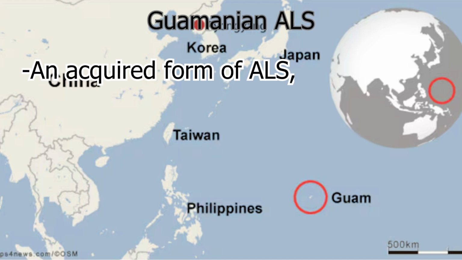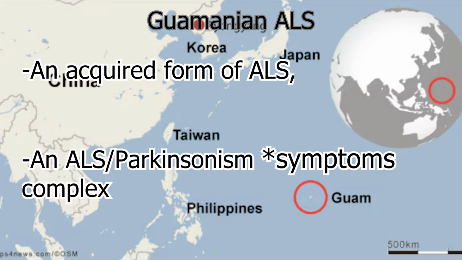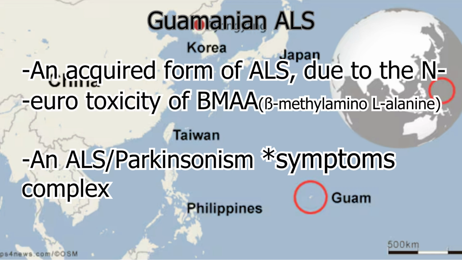There's also this thing called Guamanian ALS, and it's pretty much an acquired form of the disease. It's also a complex that shares some syndromes with Parkinsonism. It's mostly the result of neurodegeneration due to a chemical called beta-methylaminoalanine, and apparently this disease is extremely rare and you probably will never come across it in your entire clinical career, but for the sake of completeness I thought I might as well mention it.